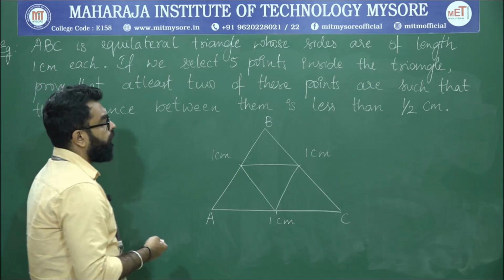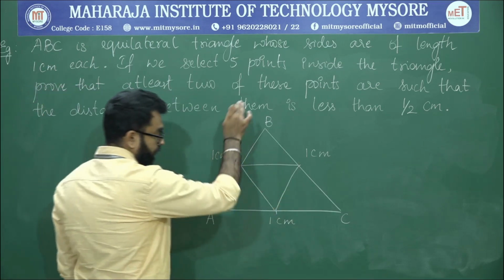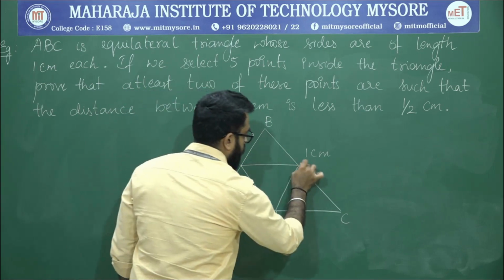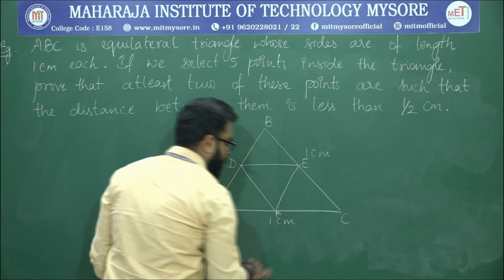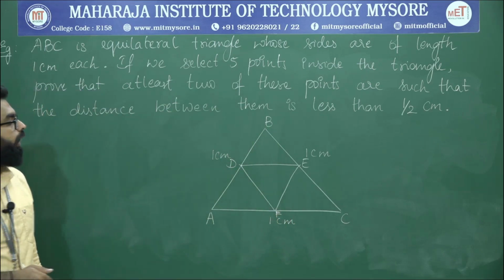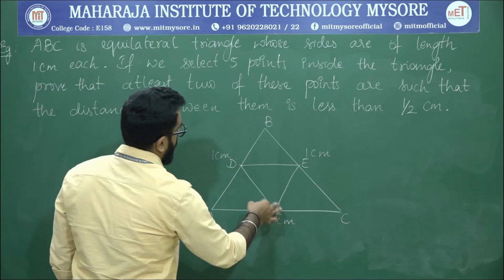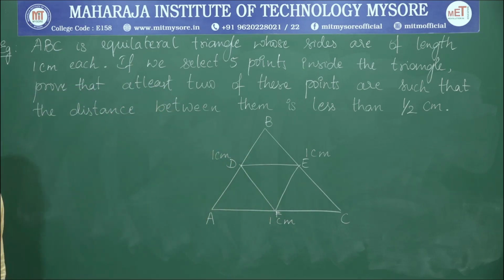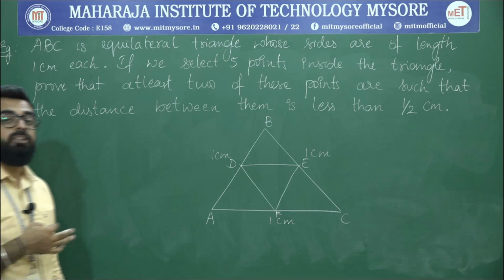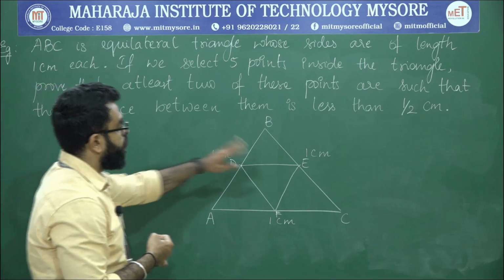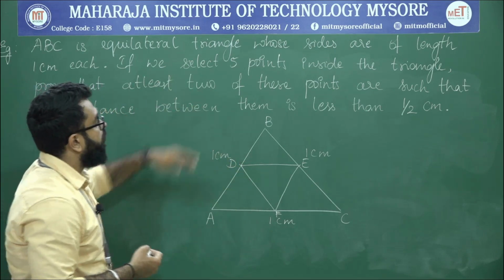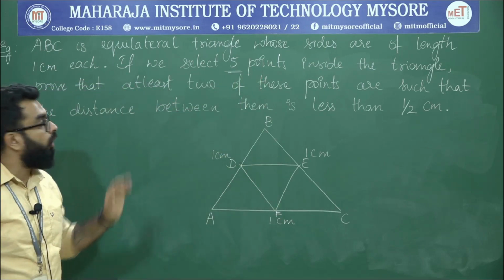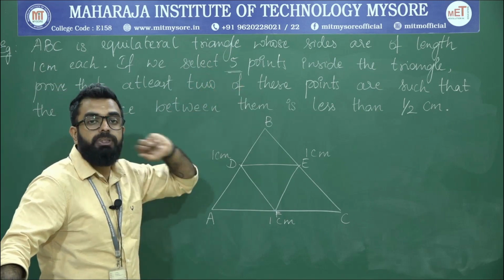Clear? Now this given triangle ABC is divided into smaller triangles, and I will label them DEF for better understanding. So we have 4 equilateral triangles here, and take these 4 equilateral triangles as 4 pigeonholes. Okay, pigeonholes, and we have 5 points to be selected. Take those 5 points as the pigeons.